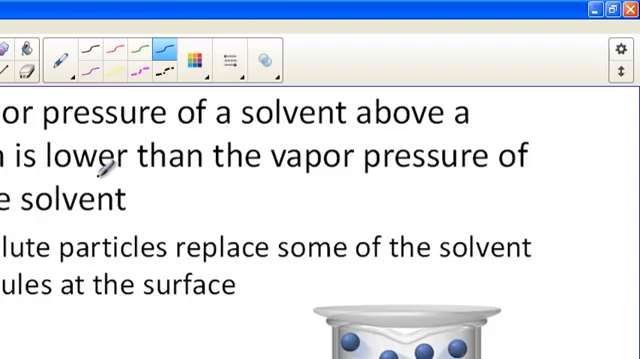The vapor pressure of a solvent above the solution is lower than that of the pure solvent. The evaporation is prevented just by the mere competition to be at the surface of the liquid here.